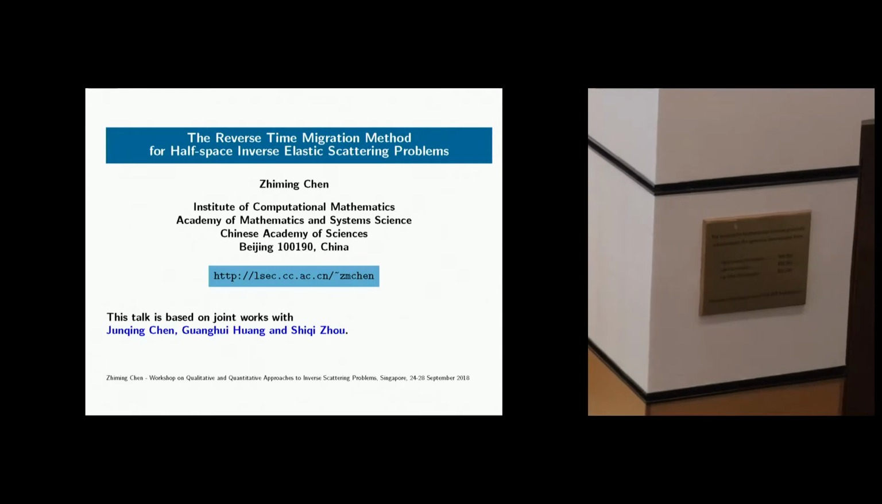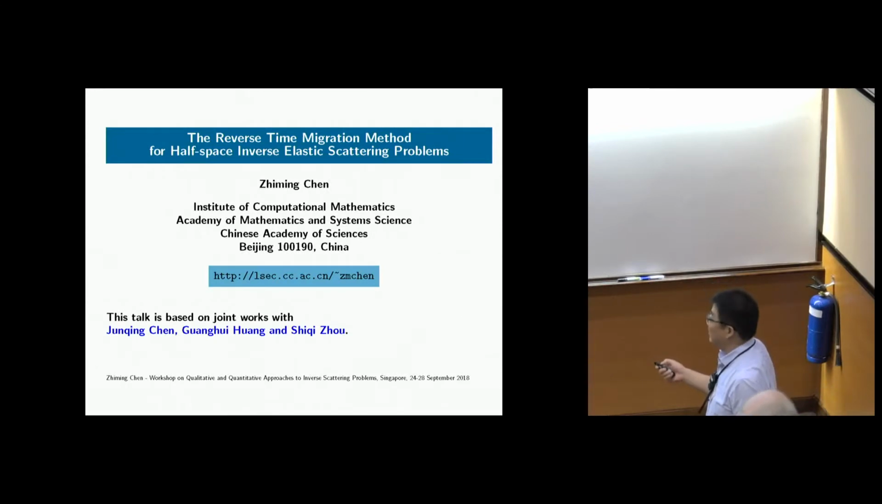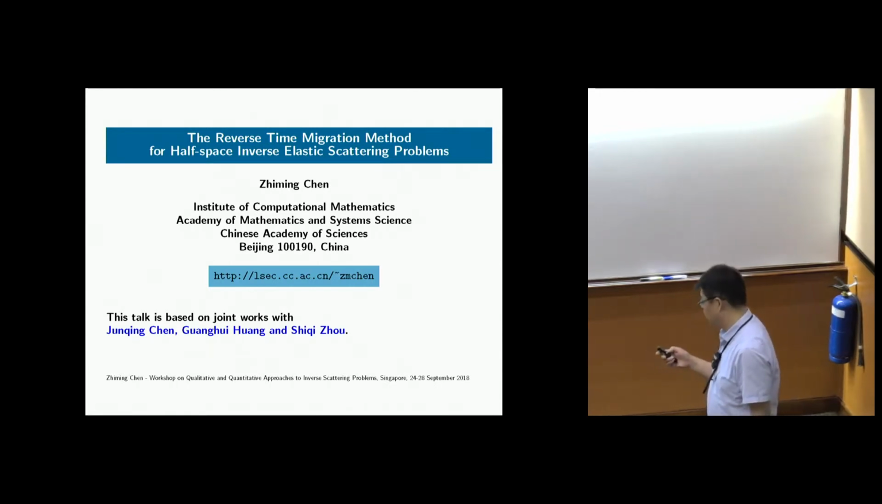Today I'm going to talk about the reverse time migration method, with a focus on how to solve half-space inverse elastic scattering problems. This is based on joint work with Zhiming Chen, my former PhD student, and Guanghui Huang, who is now at Michigan State and is also my former PhD student, and Shiji Zhou, my current PhD student.